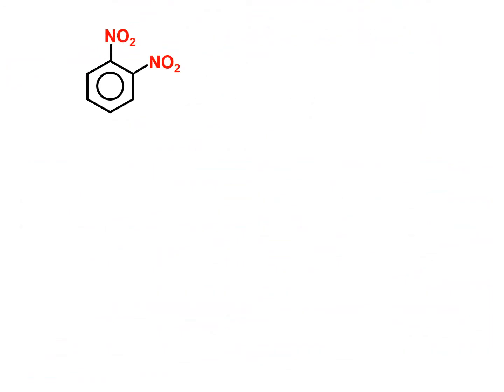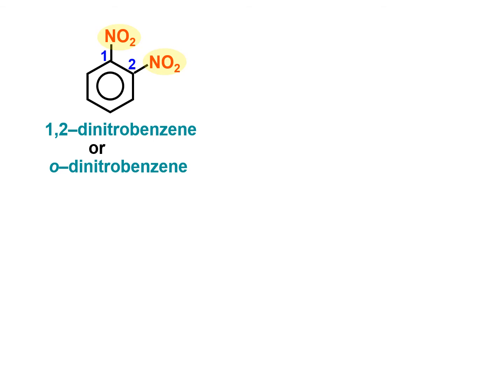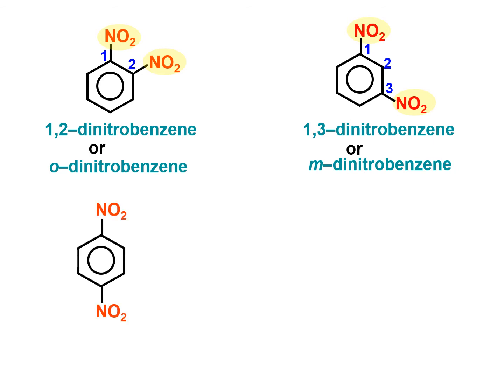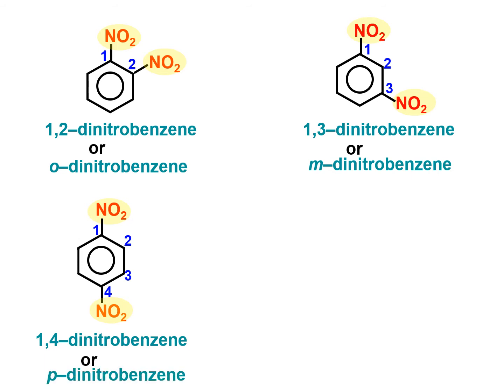If we have 2 nitro groups bonded at carbon 1 and 2 of benzene, we call it 1,2-dinitrobenzene or ortho-dinitrobenzene. But if the nitro groups are bonded to carbon 1 and 3 of the benzene, we call it 1,3-dinitrobenzene or meta-dinitrobenzene. If the 2 nitro groups are bonded to carbon 1 and carbon 4 of the benzene, the name is 1,4-dinitrobenzene or para-dinitrobenzene.